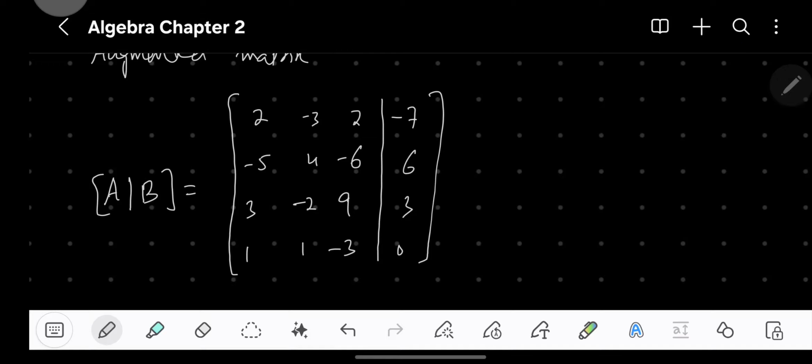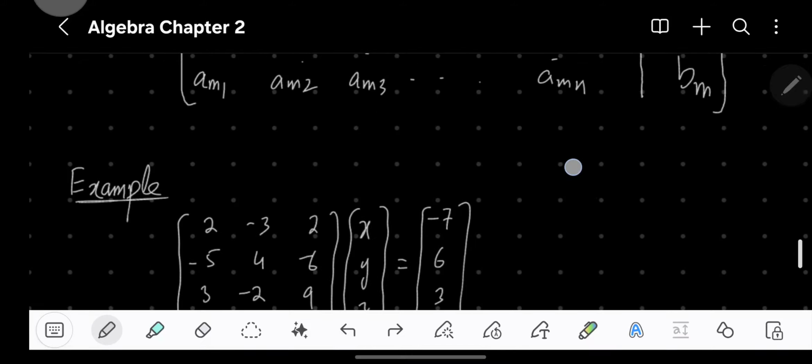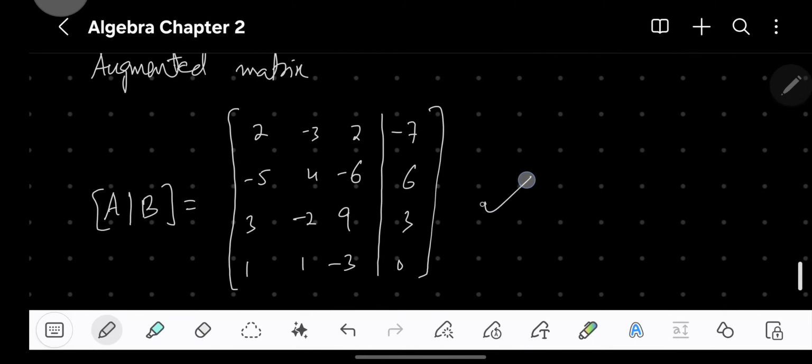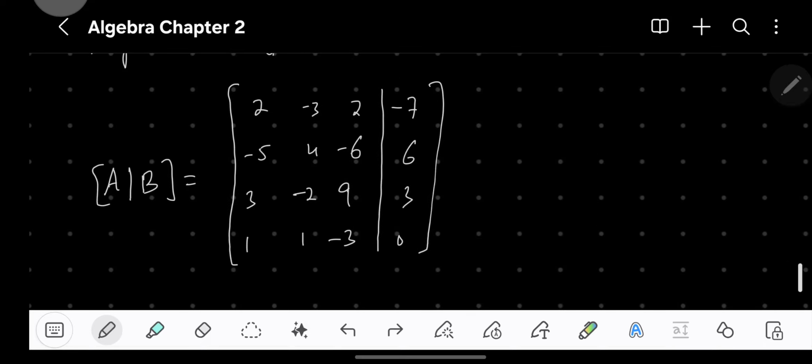And this augmented matrix is important because it has the information of the system of linear equations in one matrix. These are three different matrices and this is only one matrix. So only one matrix contains all of the information of the system of equations. Another important thing is that this matrix is used to solve the system of linear equations, because we will be using operations.